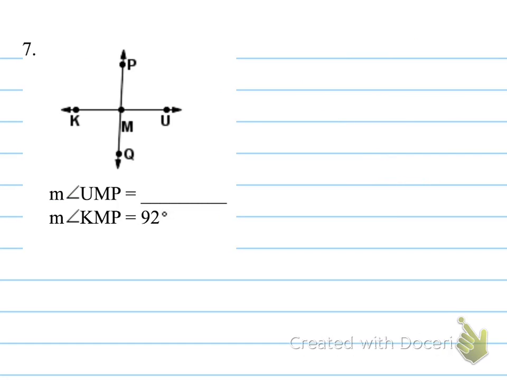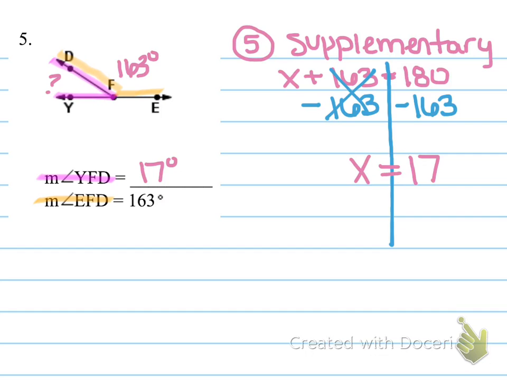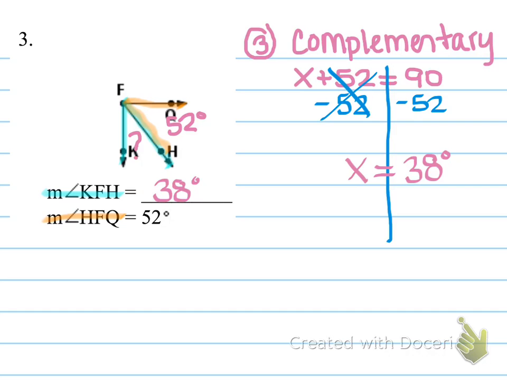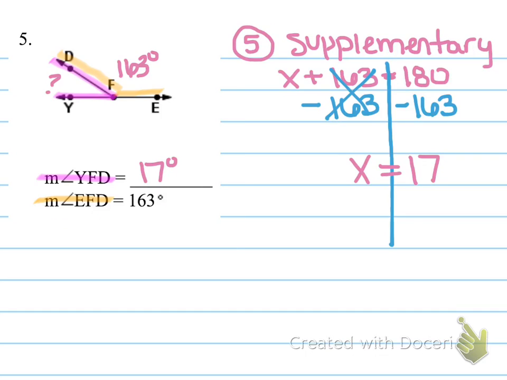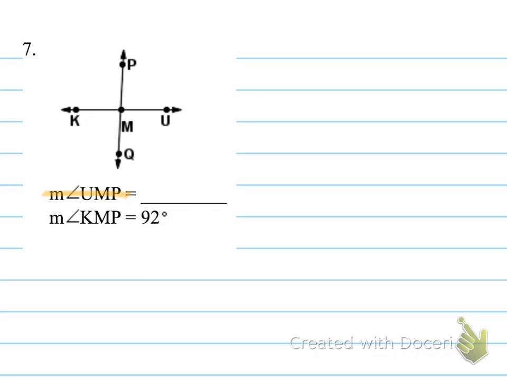All right, moving on to number 7. Let's start with the measure of angle UMP. Now, in this picture in particular, it is very important that you trace your angles in correctly. In the other two problems, I'm going to scroll back, there were only 2 angles there, so it was pretty easy to tell complementary or supplementary. But on number 7, there's 4 angles there. This gets a little bit trickier.